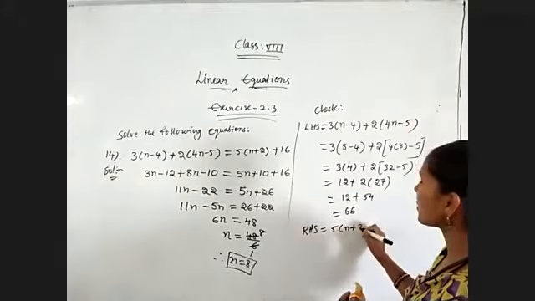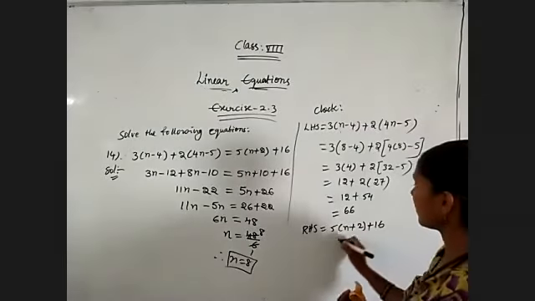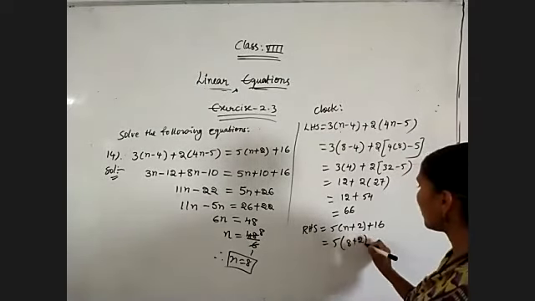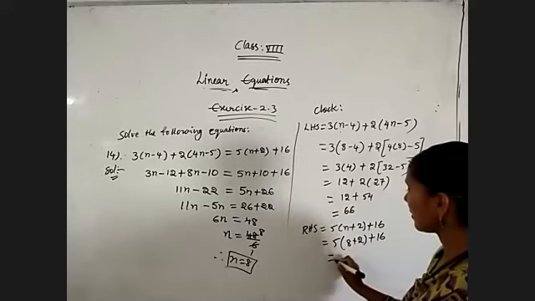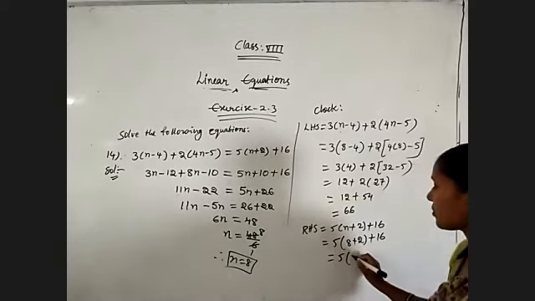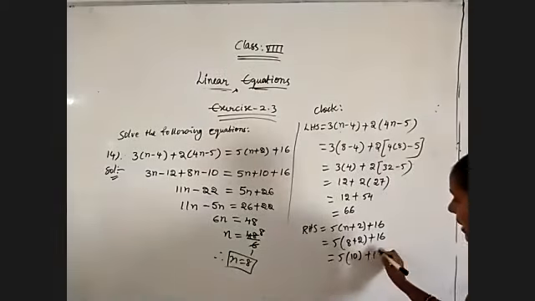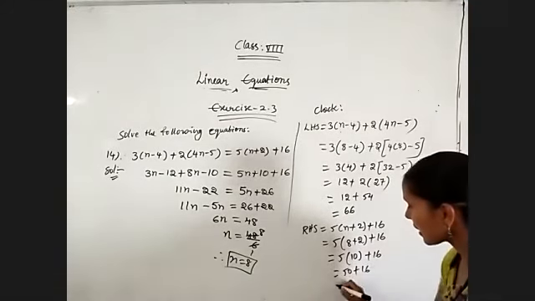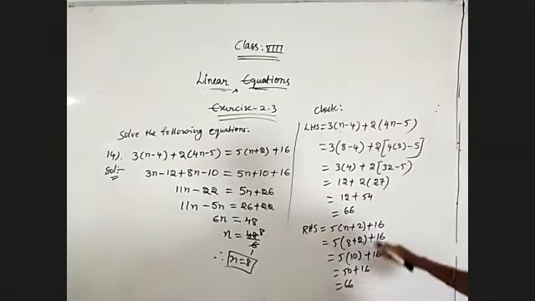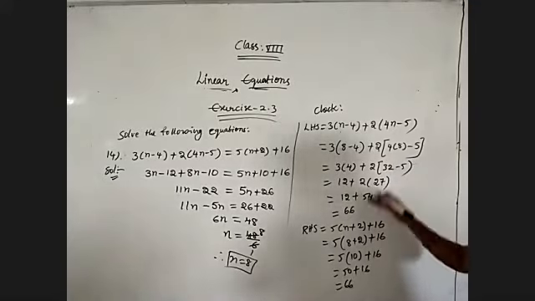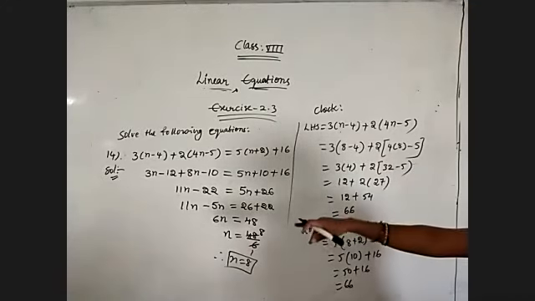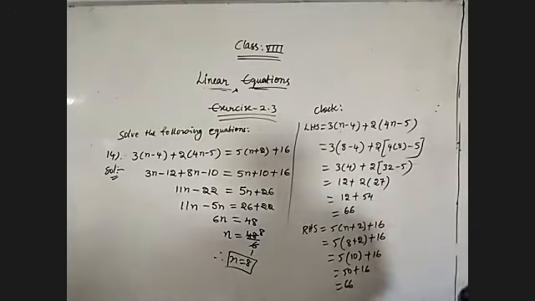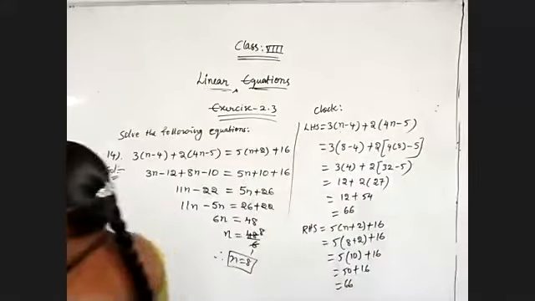5 into n plus 2 plus 16. So 5 into n value is 8 plus 2 plus 16. 5 into 8 plus 2 is 10 plus 16. 5 tens are 50 plus 16. That is nothing but 66. Therefore, LHS is equal to RHS. So whatever we got, that is the correct answer. Okay. Now coming to the next problem.